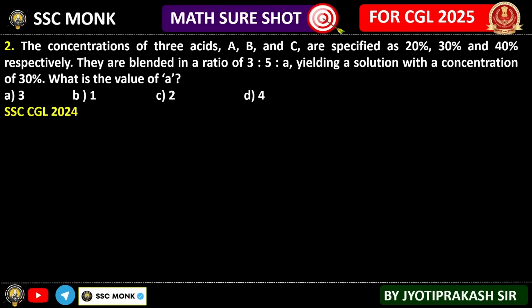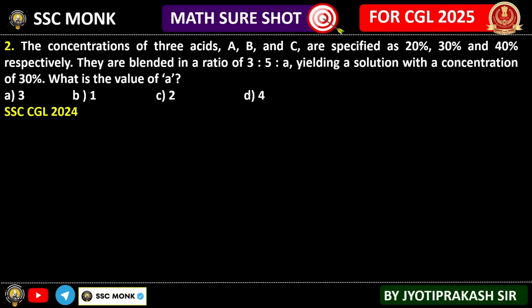Clear? Next. The concentrations of three acids A, B, C are specified as 20%, 30%, 40% respectively. They are blended in the ratio of 3:5:A, yielding a solution with a concentration of 30%. What is the value of A?